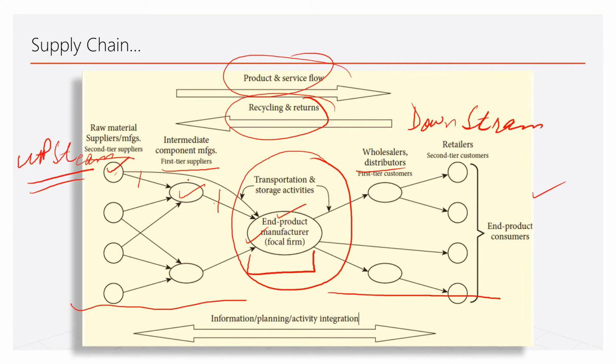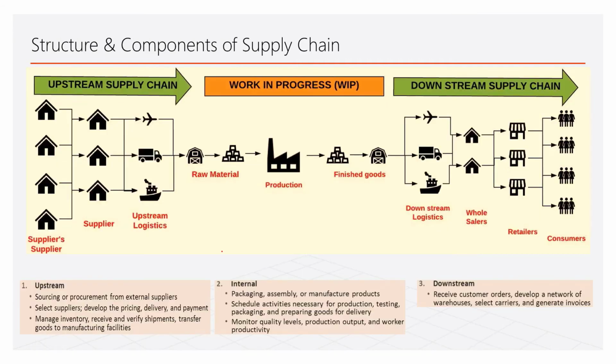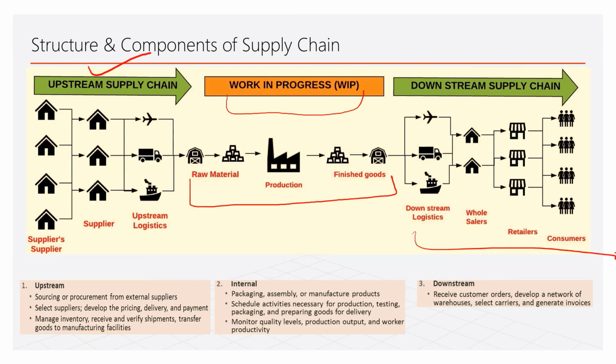It could be a non-linear relationship, as you can see from this one. Okay. Now, let's see what the components in a supply chain are. As we have discussed earlier, the work in process inventory is basically the manufacturing part. The upper side is the upstream supply chain, and this is the downstream supply chain.